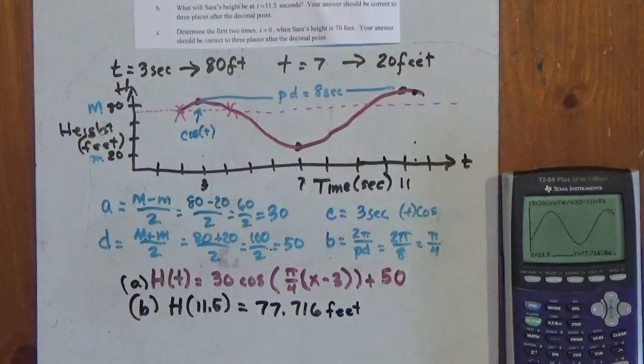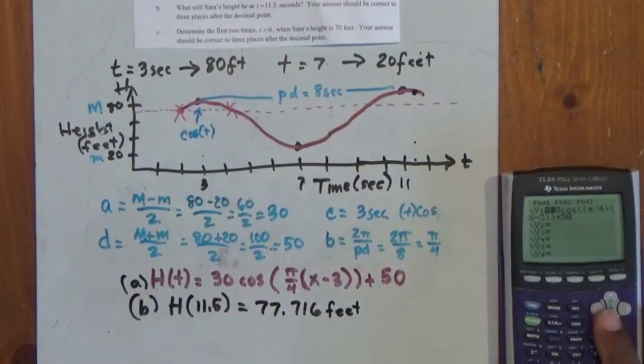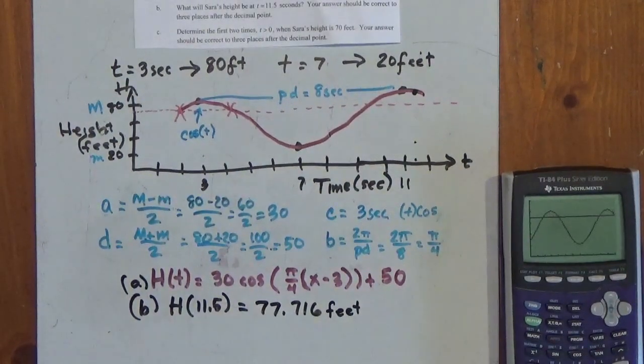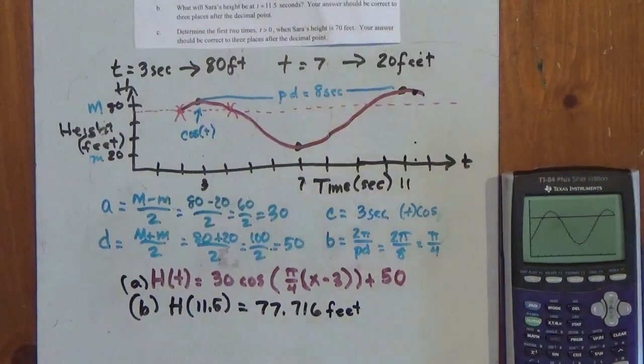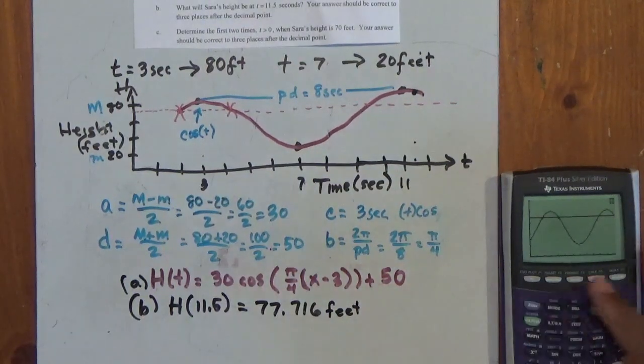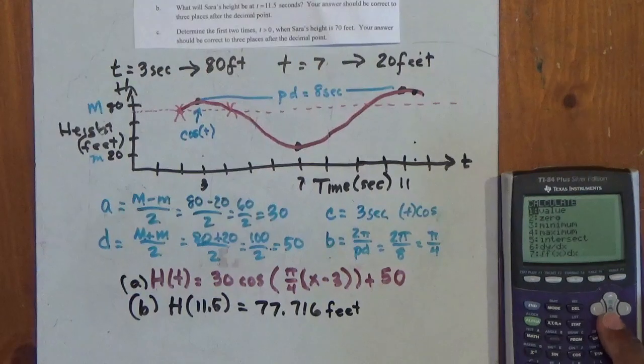So we go to y equals. We type in under y2, we type in 70. And you notice that it puts a nice horizontal line in there. We want to find this time and that time. In order to do that, we want to do intersection.